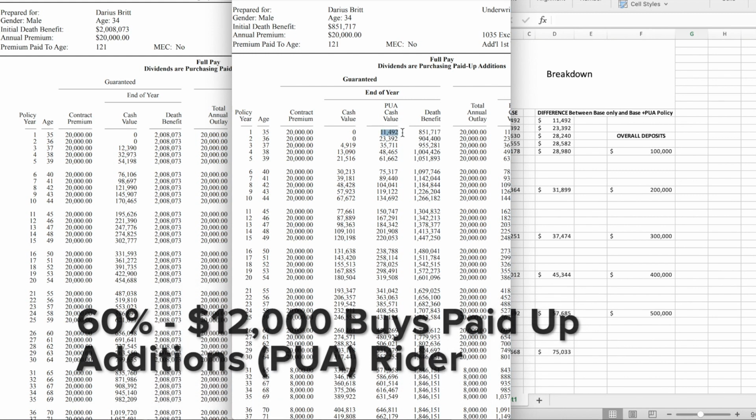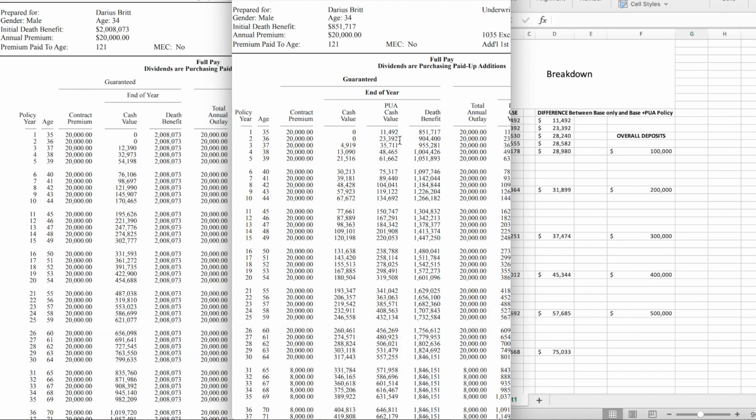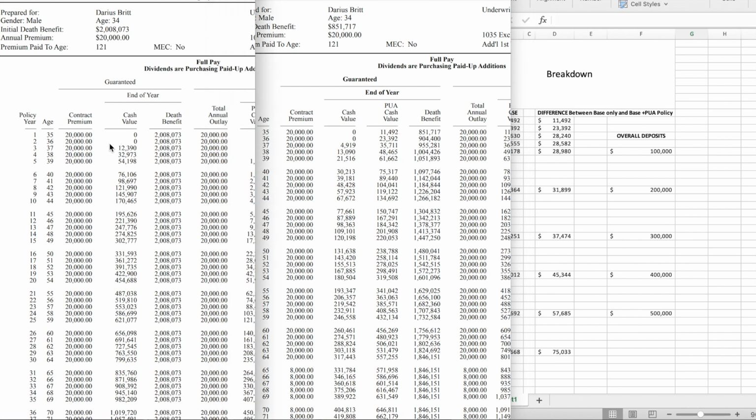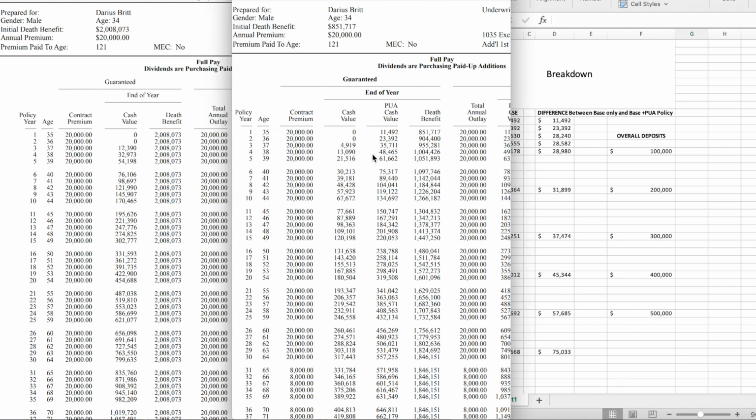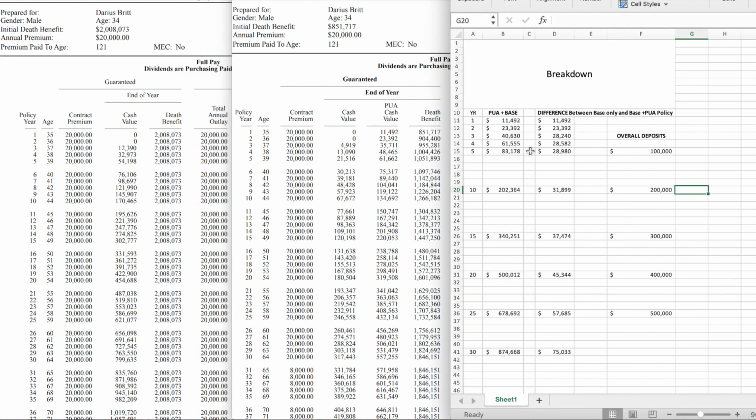And that's why you see the majority of the paid up additions is here in the paid up additions cash value. So again, just to reiterate, the difference between policy 1 and policy 2 is that policy 2 has a paid up additions rider on it. There's no additional cost to Darius. All we did was wrap the paid up additions rider inside the premium so that it all wasn't buying him death benefit. And then over here, with this Excel sheet, I have done all the math for you so that you understand exactly what's going on.